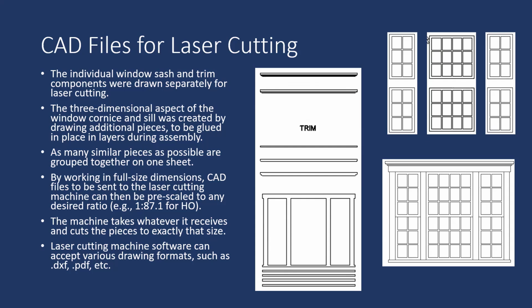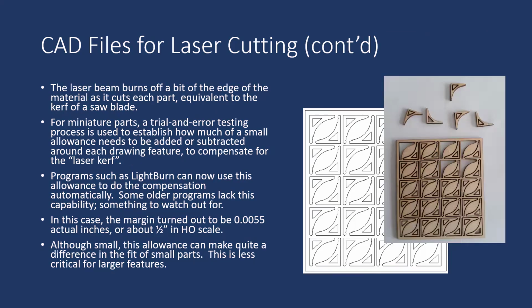And this gives you a hint of how kit manufacturers can easily produce the same kit in different scales, because they have one master file and then they create specific scale files for each kit they want to produce. So the machine takes whatever it receives and cuts the pieces to exactly that size. And the laser cutting machine software can accept various drawing formats such as DXF or PDF or other formats.